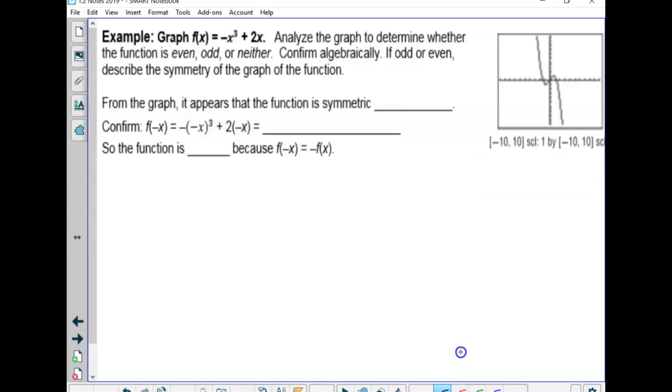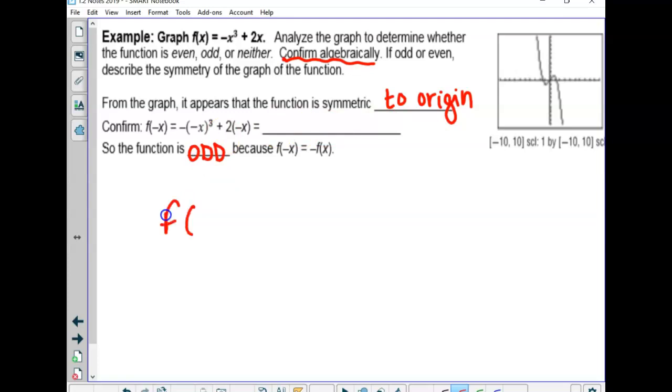All right, so analyze this graph to determine whether the function is even, odd, or neither, and then confirm algebraically, and this is the thing students struggle with. If it's odd or even, describe the symmetry of the graph. So I have to start with the symmetry. I don't look at it as even or odd till I figure out if it's symmetric. Is this symmetric somewhere? It looks like to what? The origin? Which would make it what? Okay, so we think it's odd.